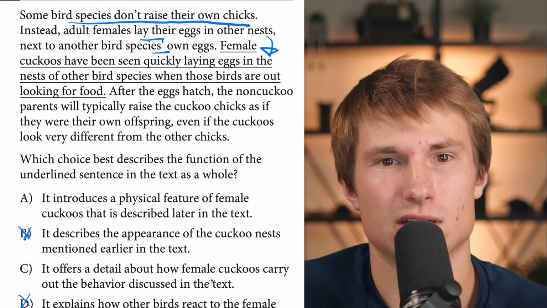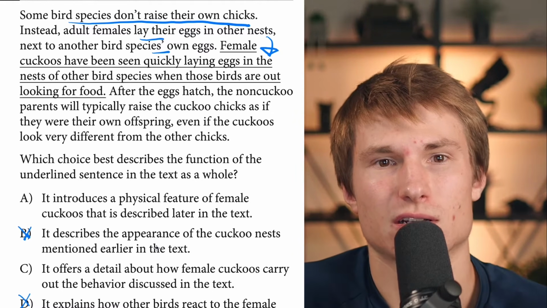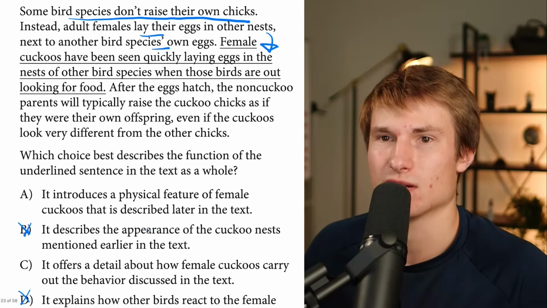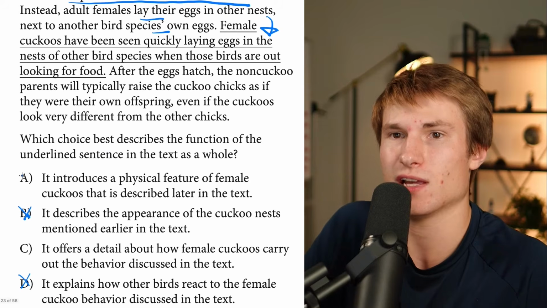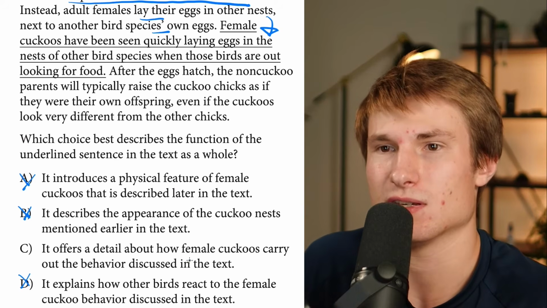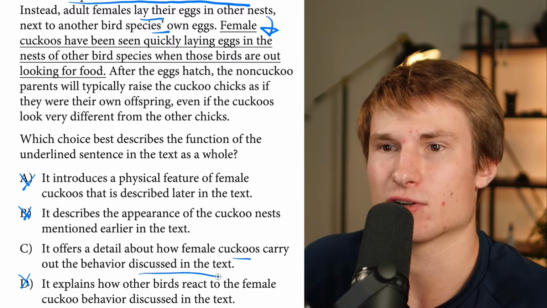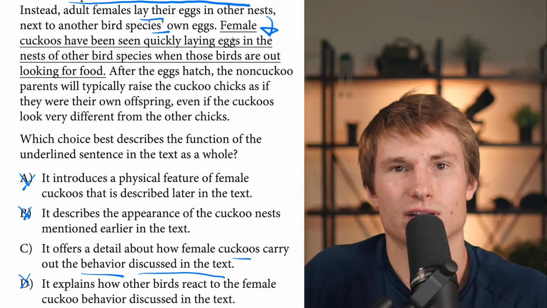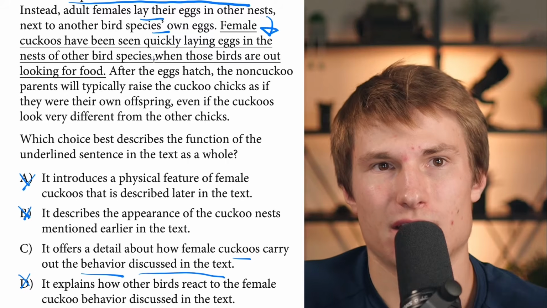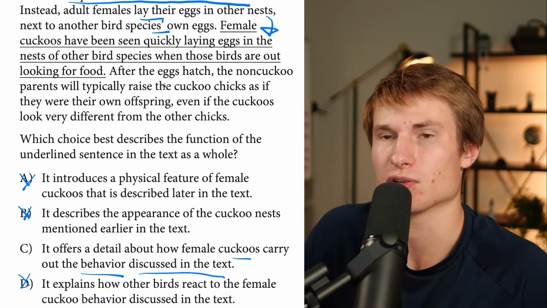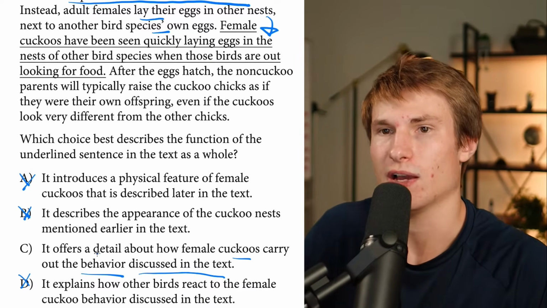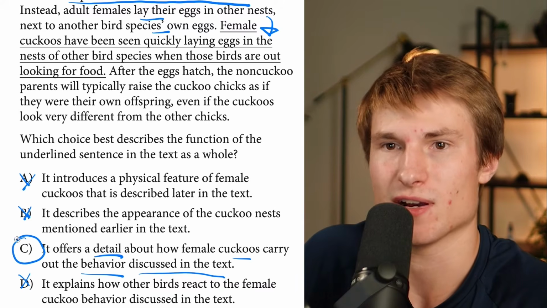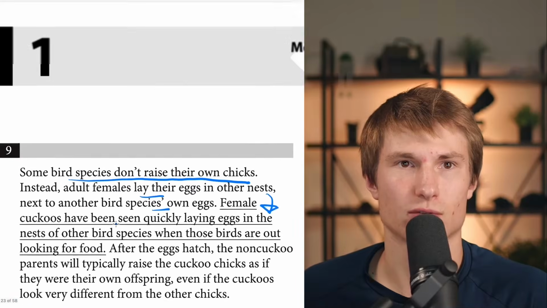We have it offers a detail about how female cuckoos carry out the behavior discussed in the text. Well, that makes way more sense than A, and that does actually refer back to our claim. Because if we take a look, we have how they carry out the behavior discussed in the text. Well, that behavior is the claim that comes before it. And we're offering the detail of they quickly lay the eggs in the nests of other bird species when those birds are out looking for food. So in that case, that's offering the detail. So C would be our best answer there. C would have to be our answer for number 9.